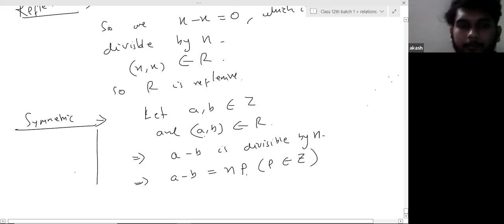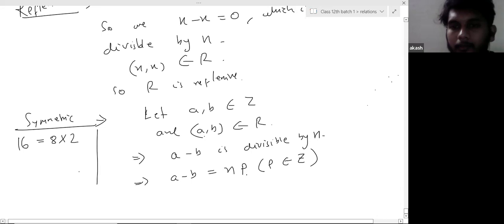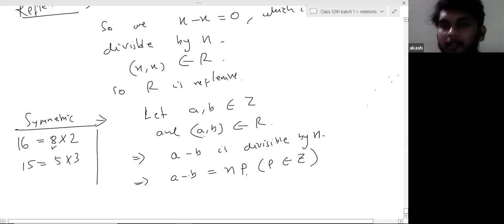See, let me explain. If we say 16 is divisible by 8, so can I write 16 equals 8 times 2, right? Or if you say 15 is divisible by 5, so I can write 15 equals 5 times 3. So if any number is divisible by any other number, that means there is an integer with which I can multiply that number and get the whole number. The same thing is done here. If a minus b is divisible by n, then I can write a minus b equals n times p, where p is any integer.